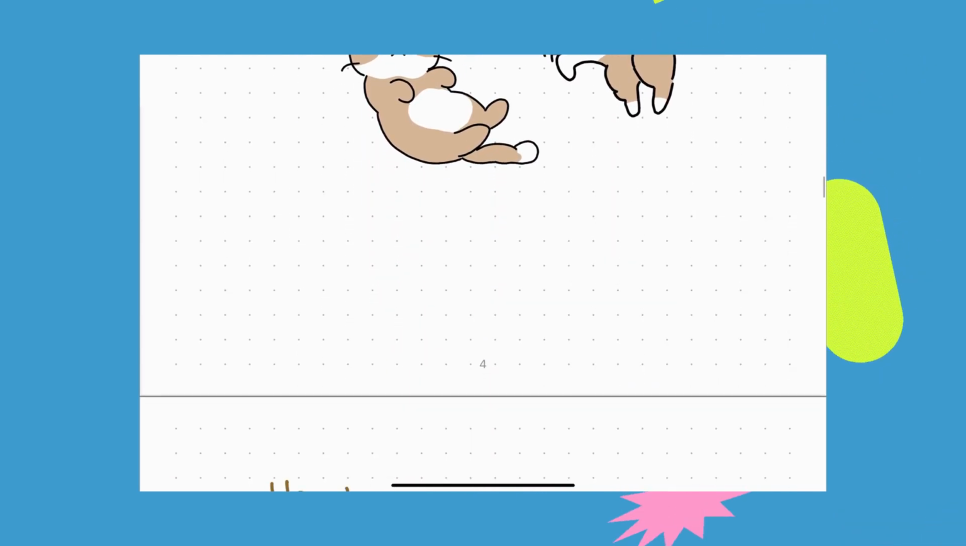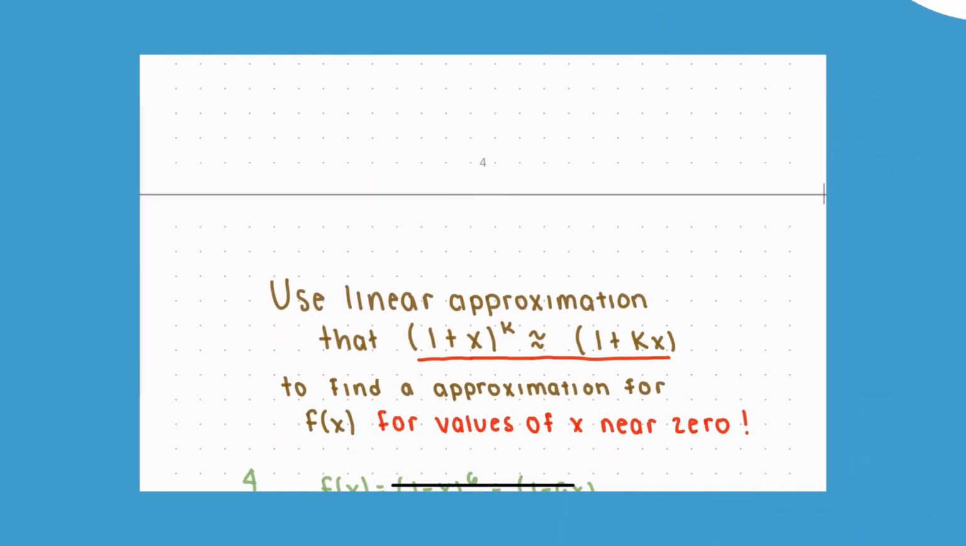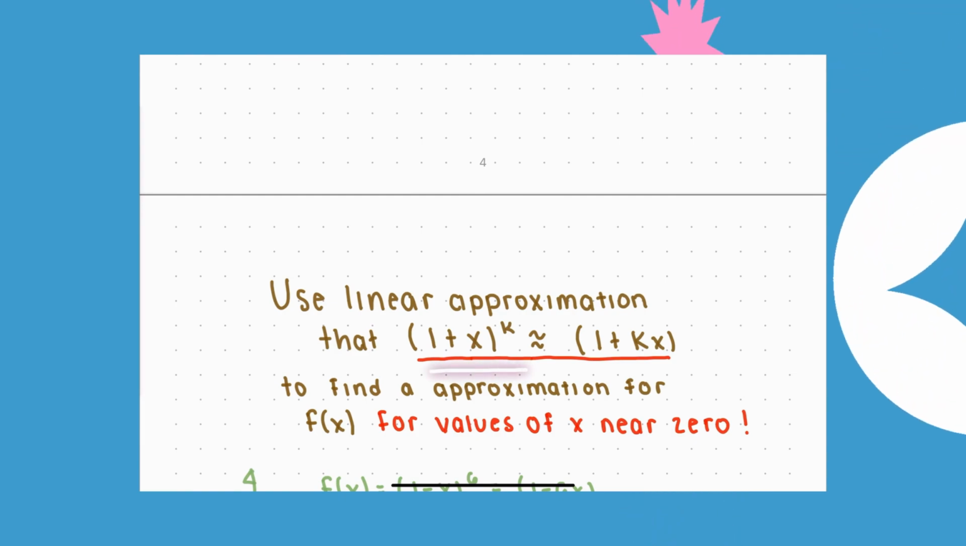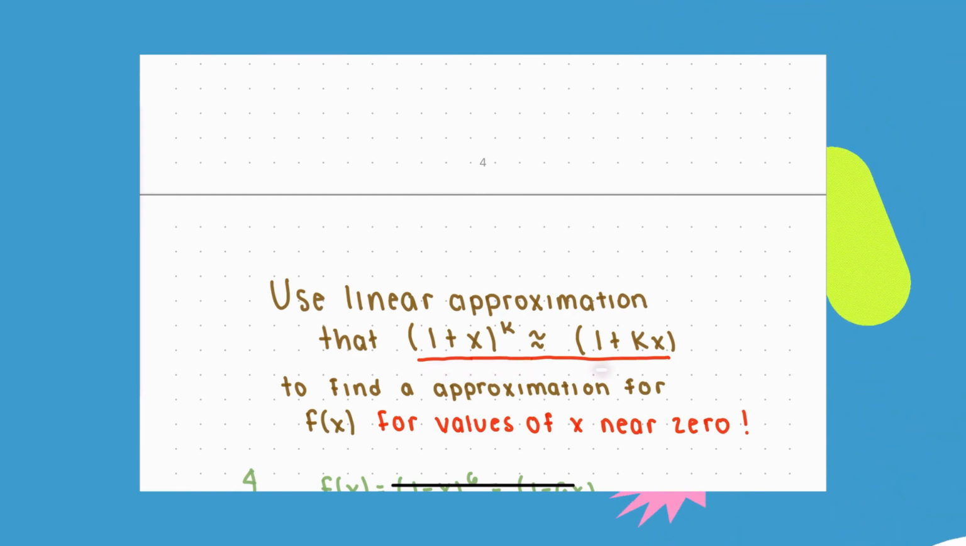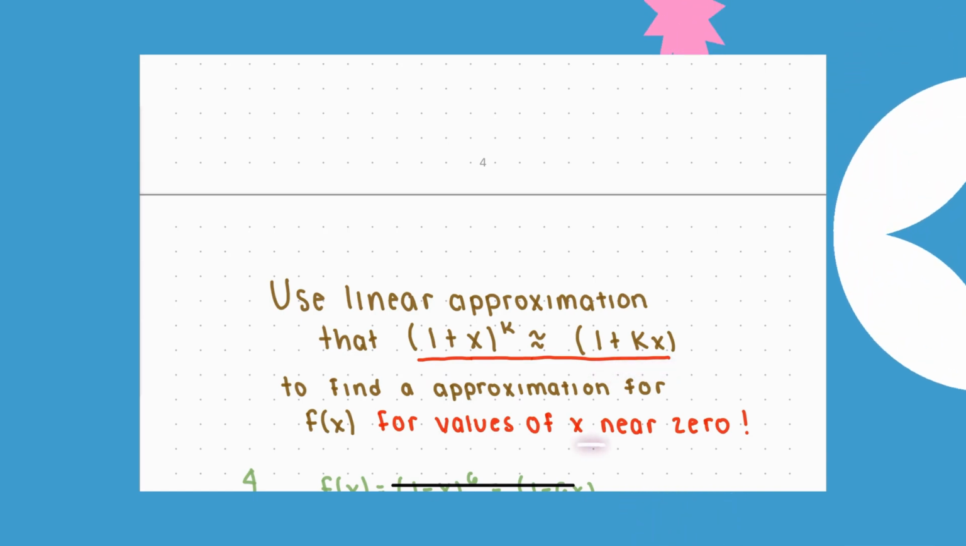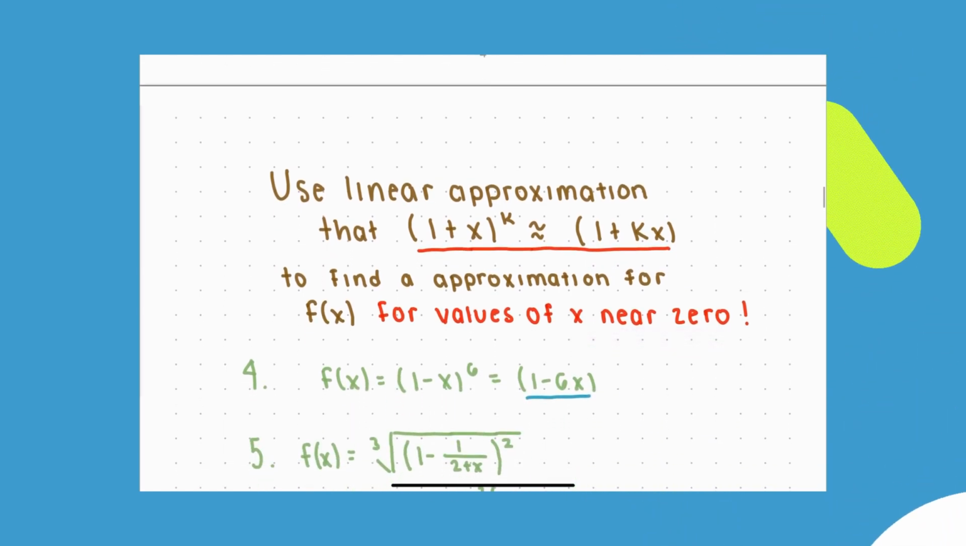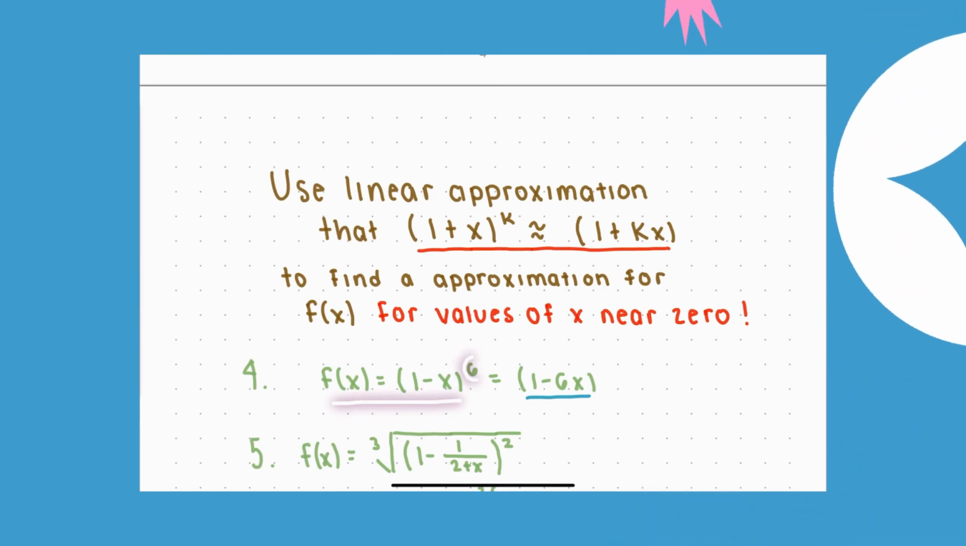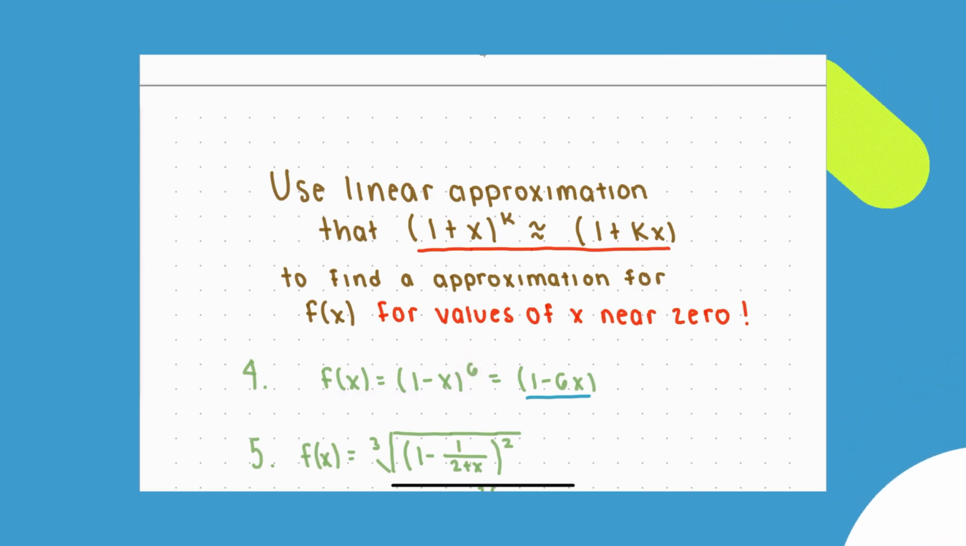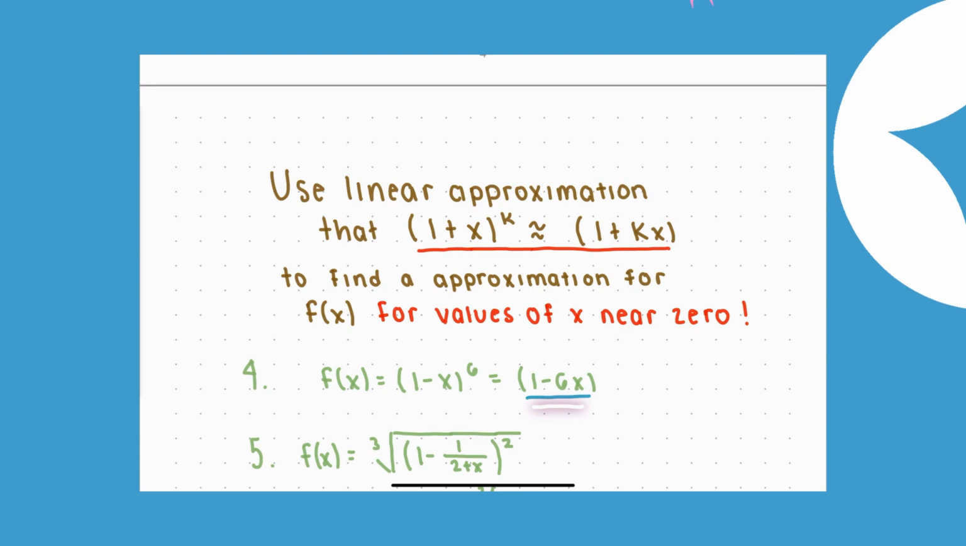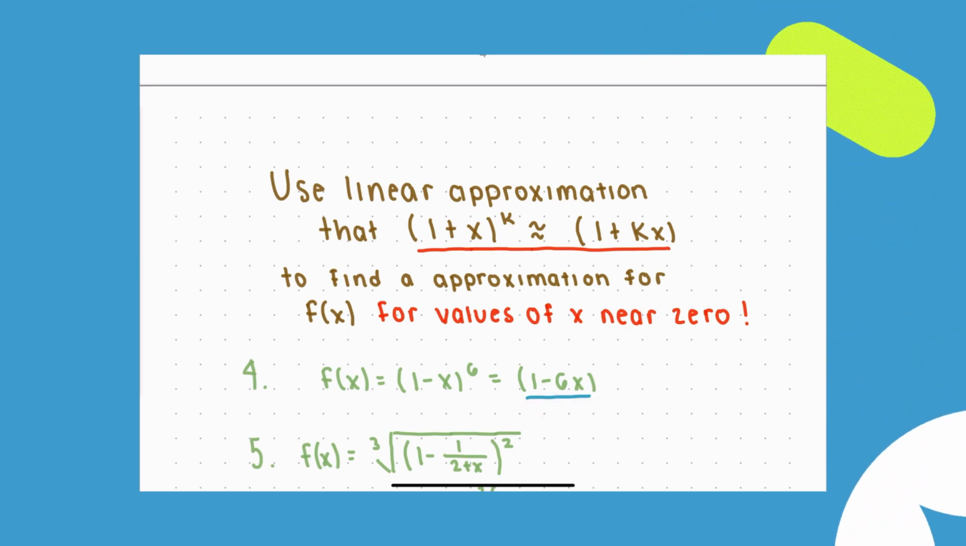So, for the next two questions, we are asked to use linear approximation, which states that 1 plus x to the k is approximately equal to 1 plus kx, to find an approximation for f of x for values of x that are near 0. So this equation is f of x equals 1 minus x to the sixth. K equals 6 in this equation, so all we have to do is put it into 1 plus kx. So it would be 1 minus 6, which is our k, times x.